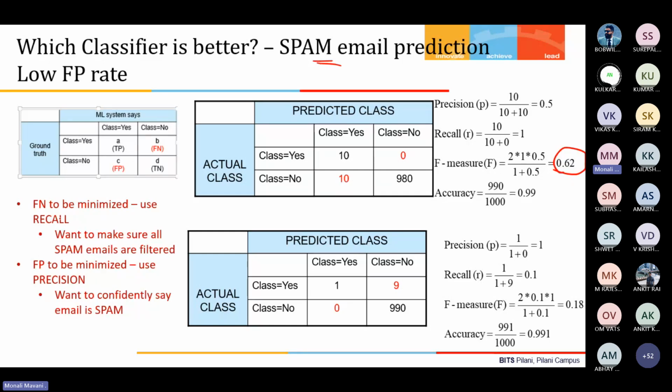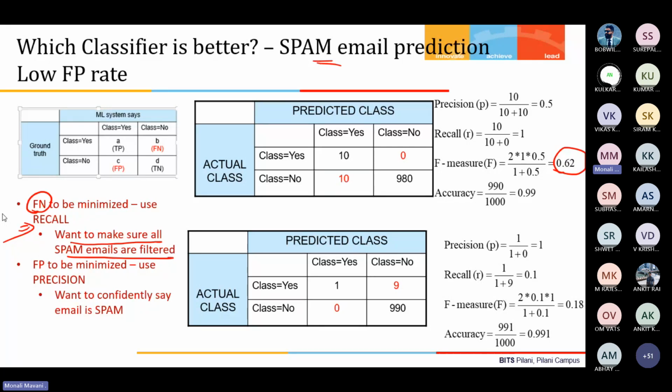so you want to find out. You have to ask the questions. You want to make sure all spam emails are filtered. That is your objective. You don't want any spam, even if certain non-spam emails are getting filtered and going to the trash. But you want to make sure no spam is coming into my inbox. If that is your objective, you will look at the high recall system because you want to reduce the false negatives. They are spam, but your system is flagging them as not spam.